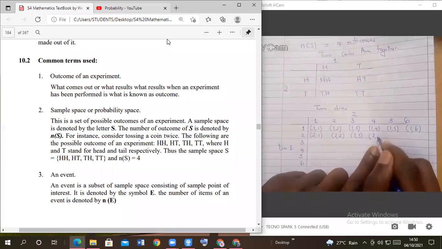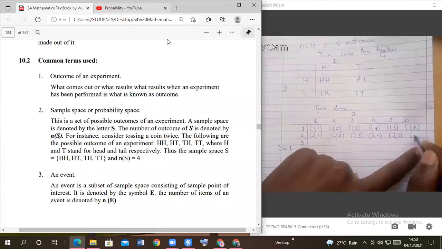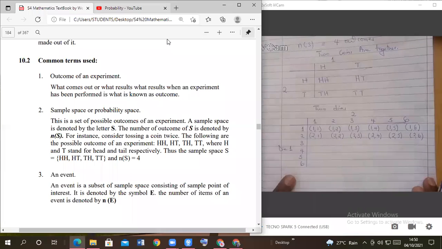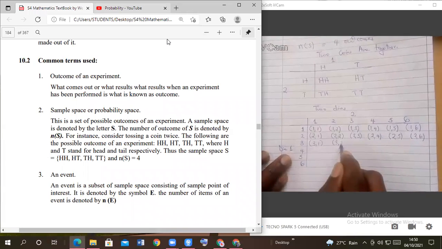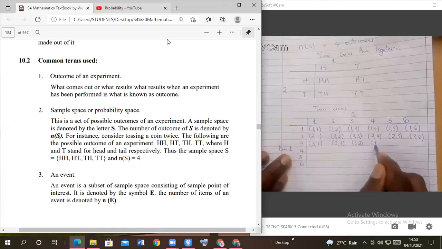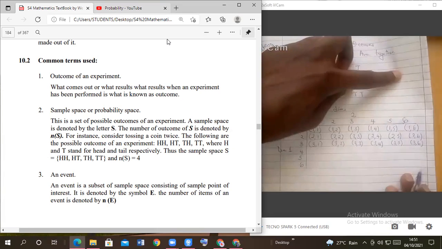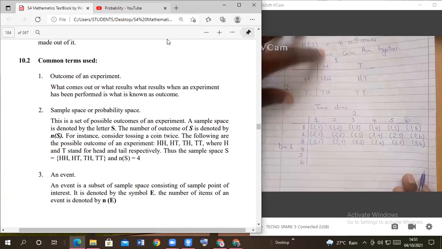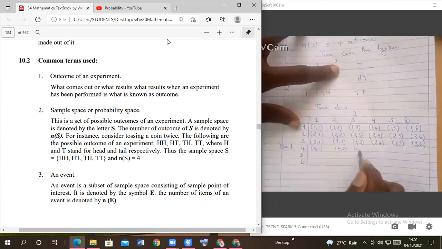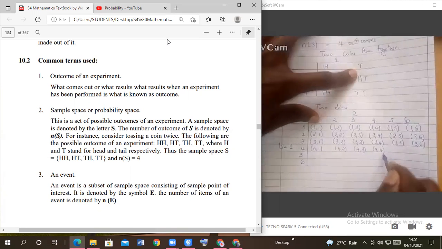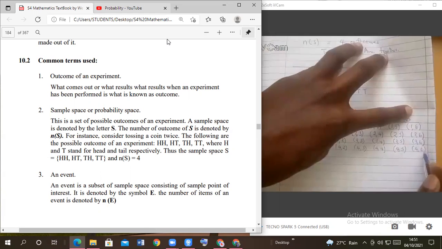So which means 2, 4, 2, 5. I can get 2, 6. Not so, members? You can get 3, 1, 3, 2, 3, 3, 3, 4, 3, 5, 3, 6. Let me know people are writing this thing down. I get 4, 1, 4, 2, 4, 3, 4, 4, 4, 5, then 4, 6.